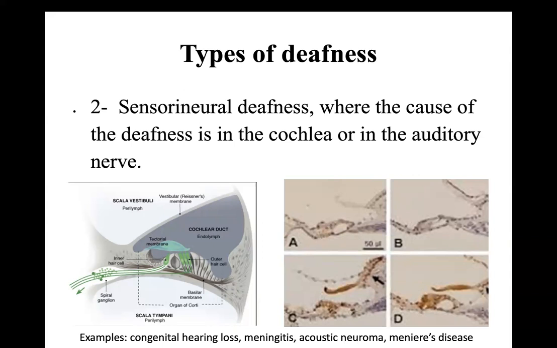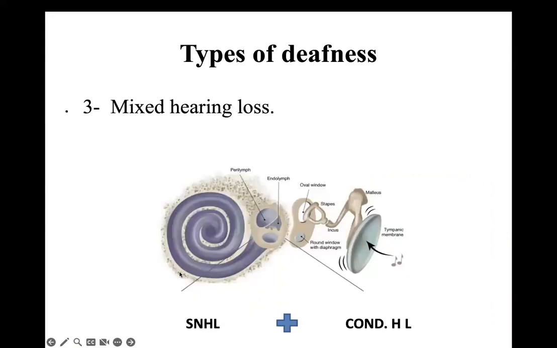The idea is, where's the pathology? It's in the cochlea or the auditory nerve. So the main difference in these two types of deafness is the localization, where the problem is, okay? That's what I want you to remember. And of course, the third type would be the mixed type, where you have both impaired. And yeah, here you can see, I think this is an atrophied organ of Corti. But yeah, that's pretty much it. And yeah, as I mentioned, this is mixed hearing loss.